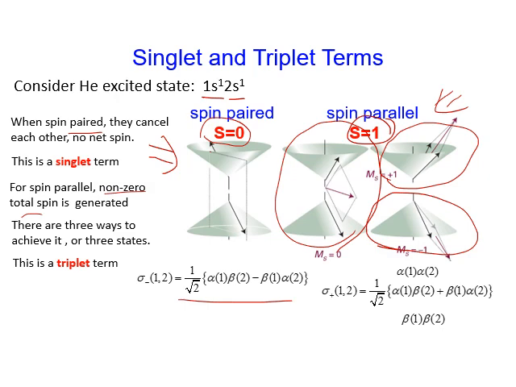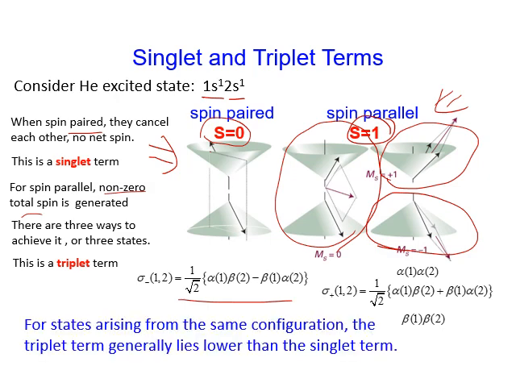Okay, so these are the wave functions. Again, you have seen this before. And for states arising from the same configuration, it turns out that the triplet term generally lies lower than the singlet state. In other words, the triplet state has lower energy than the singlet state.